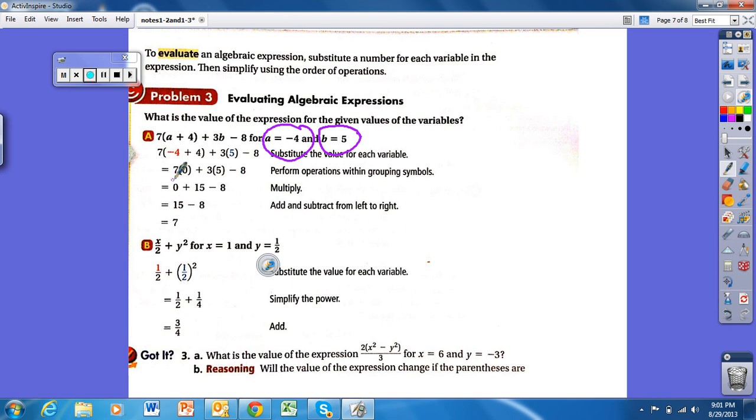So negative 4 plus 4 is 0, 3 times 5 is 15, 7 times 0 is 0, 3 times 5 is 15, minus 8. Your final answer is 7.